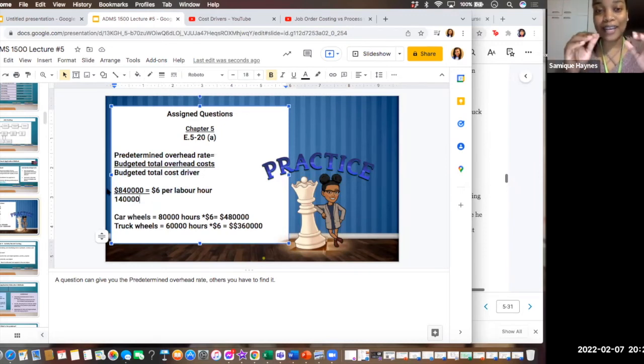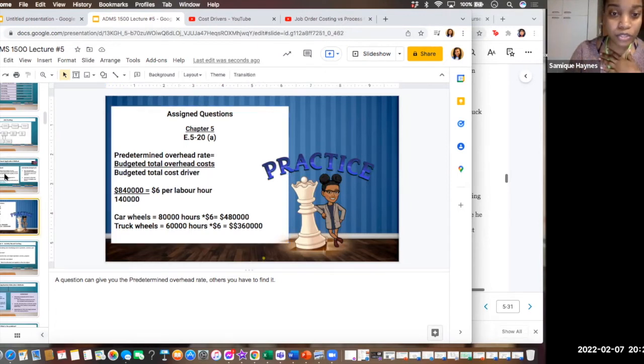Can you write that down under the volume-based approach? For the volume-based approach, I want you to write down, or for traditional costing, the traditional allocation method, can you write down one predetermined overhead rate? Write down one budgeted total overhead cost. Write down one budgeted total cost driver. One, just a single one. Okay?